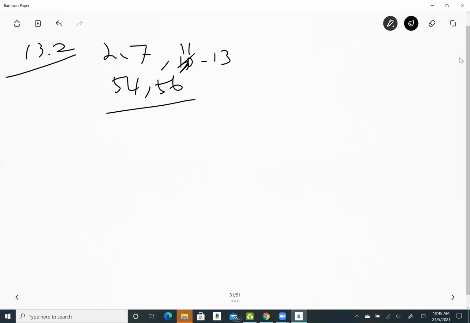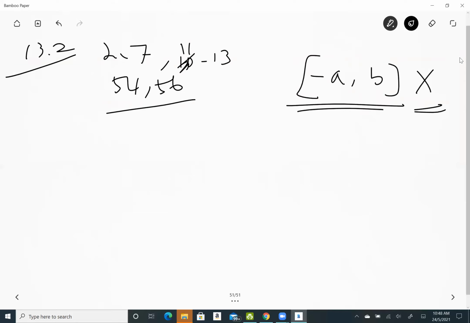So when you see integration of some negative number, if the interval involves a negative number, negative A to B, okay, we only do with the positive interval. Negative is out of our scope. So that's it, that's it on the definite integral.